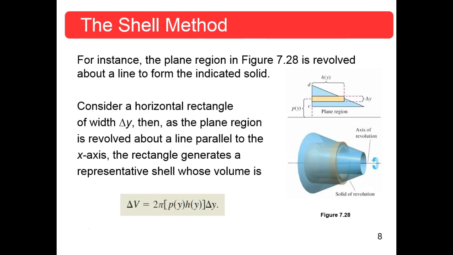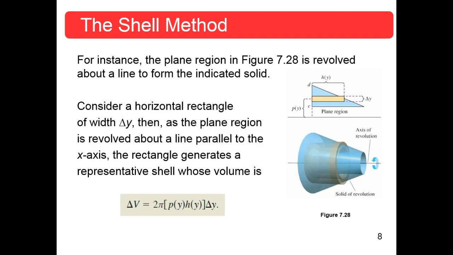For instance, the plane region is revolved about a line to form the indicated solid. So here's the plane region. It's going to be a triangle here. It's revolved around this line. So the base of this triangle is going to be C units above the line, and the tip is going to be E units above.